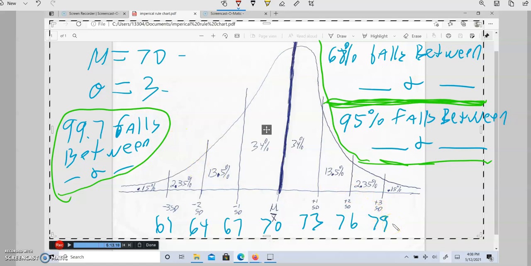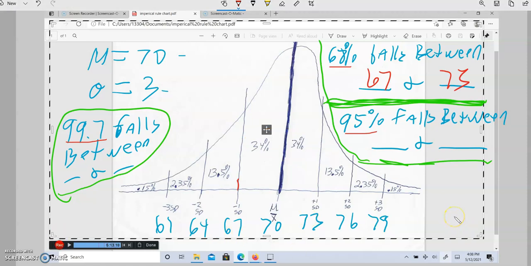So that is another question they'll ask you, and it's always going to be within 1 standard deviation from the mean, higher and lower, within 2 standard deviations from the mean, higher and lower, and within 3 standard deviations from the mean, higher and lower. 68%, 95%, 99.7%. So if they say 68% of the data falls between what 2 numbers? Well, here's the 68. So your answer would be 67 and 73.